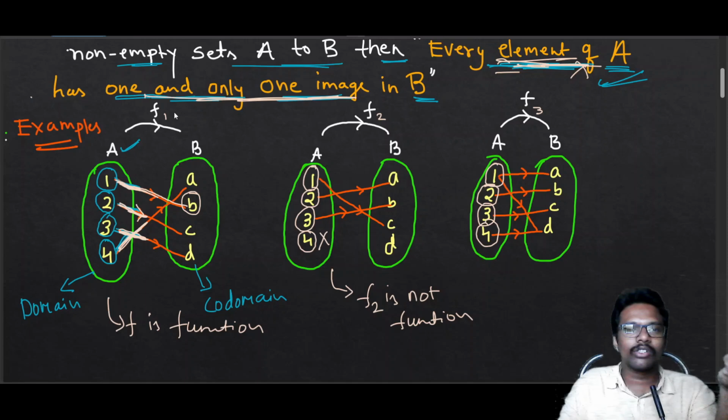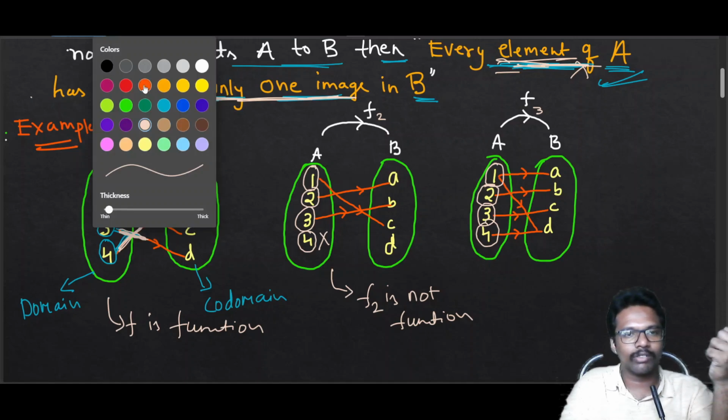Now, does each have one and only one image in B? The next question they have asked is whether there is one and only one image in B. So let's see whether there is one and only one image or not.